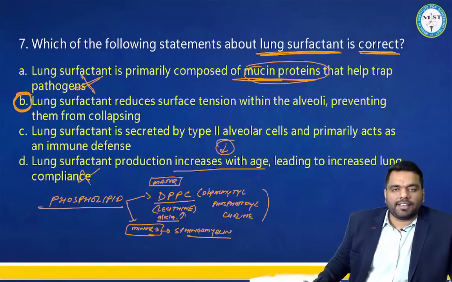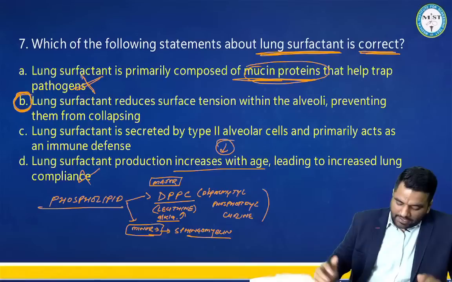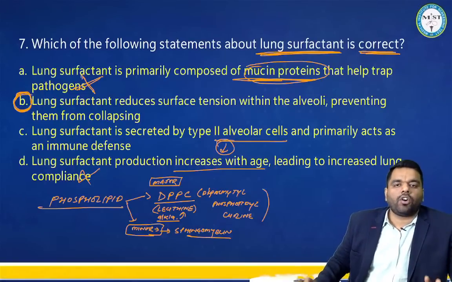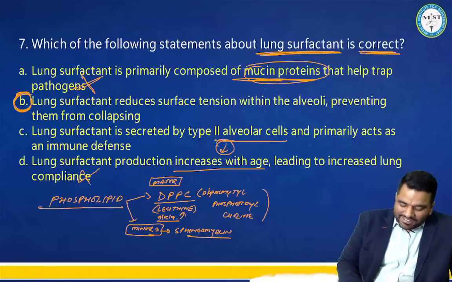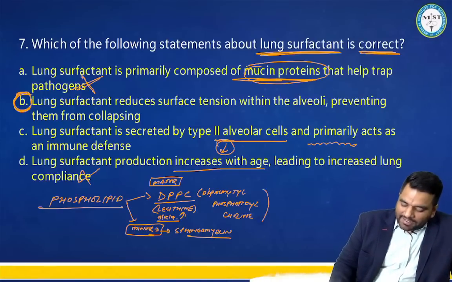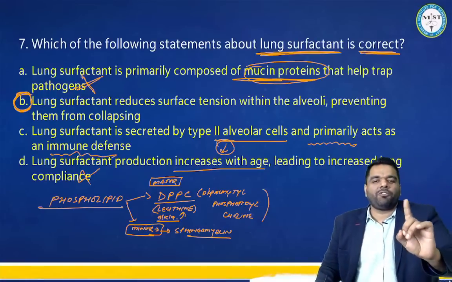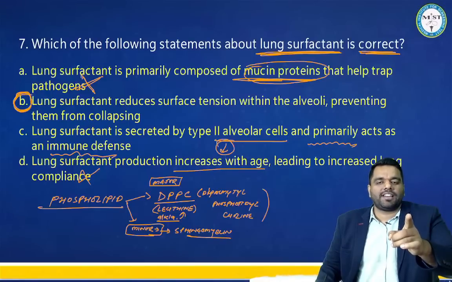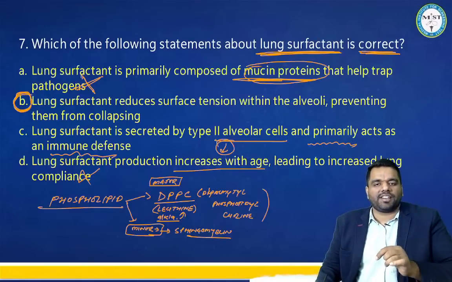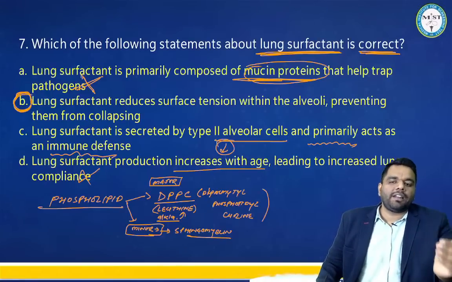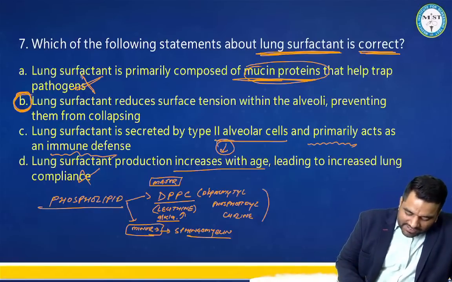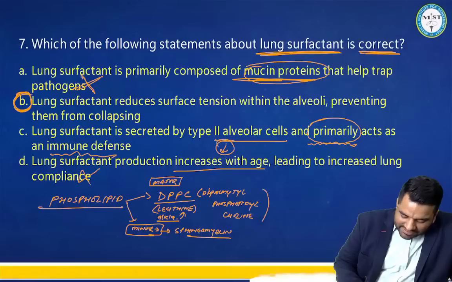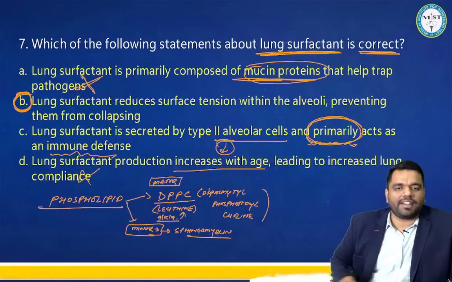Now, option C. Beta, C says the lung surfactant is secreted by type 2 alveolar cells. Yes, up to this point, this is a correct statement. But it says primarily, beta, it acts as an immune defense. The primary function of surfactant is not immune defense. The primary action is to decrease the surface tension. Secondary function, it can be immune defense. So the catch between B and C is only this word primarily, right beta?